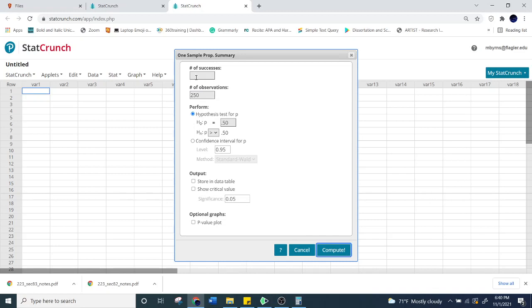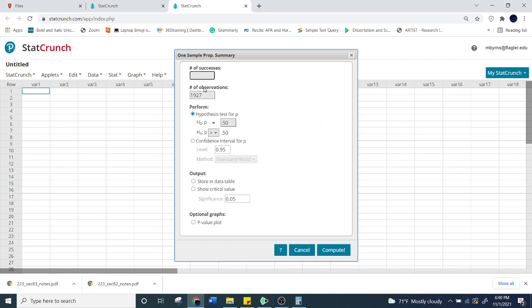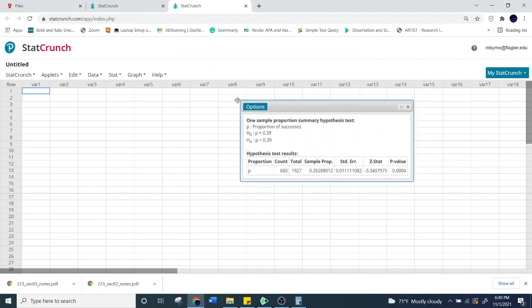So it was 680 out of 1927, right? I believe that's what it was, wasn't it? Sorry, I forgot the number. It was 680, yeah. 680 out of 1927. All right, so my null hypothesis was that P was still 39%. My alternative is that P is less than 39%. So we're going to click Compute.